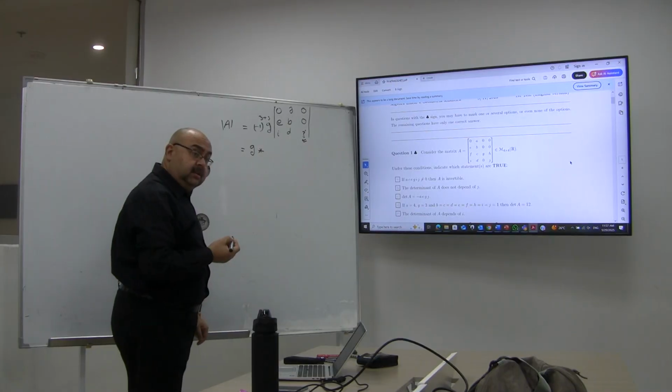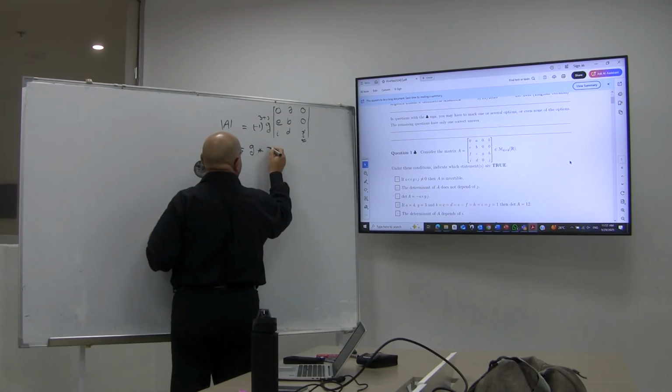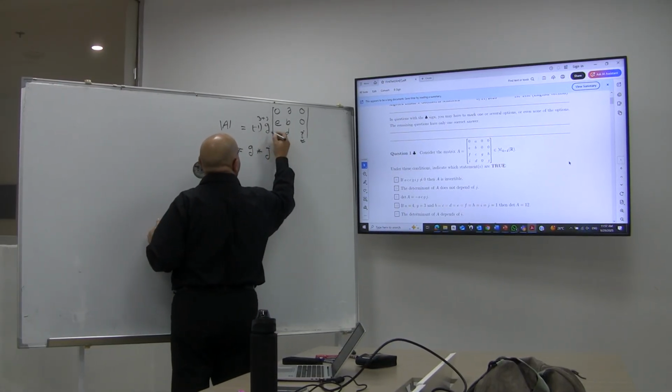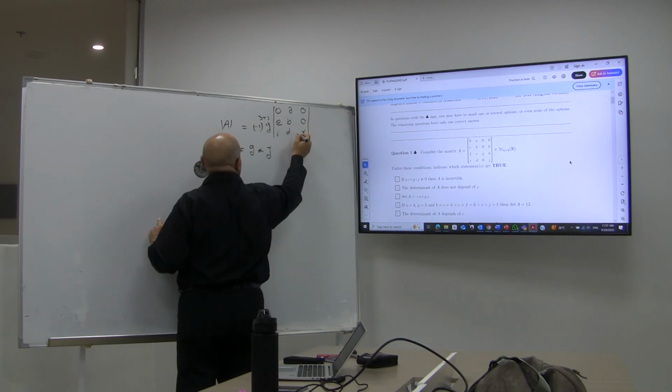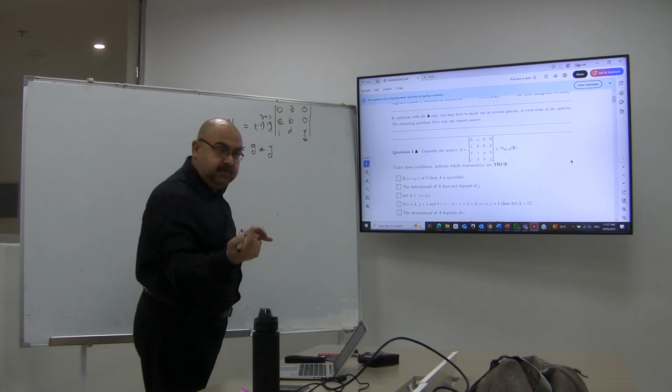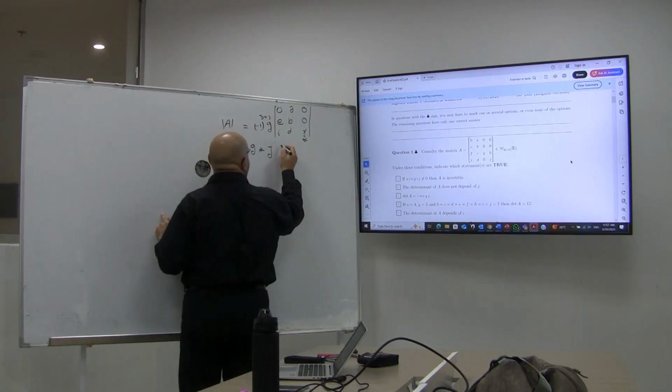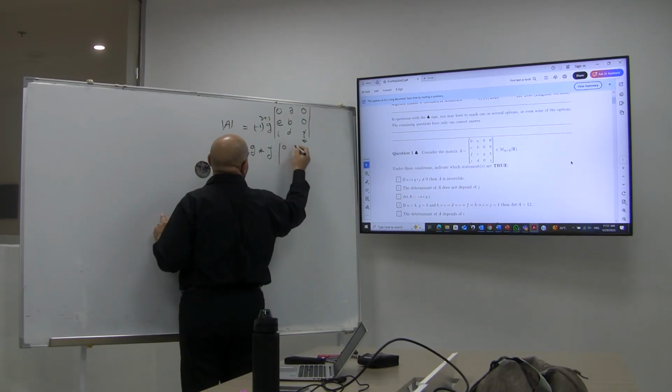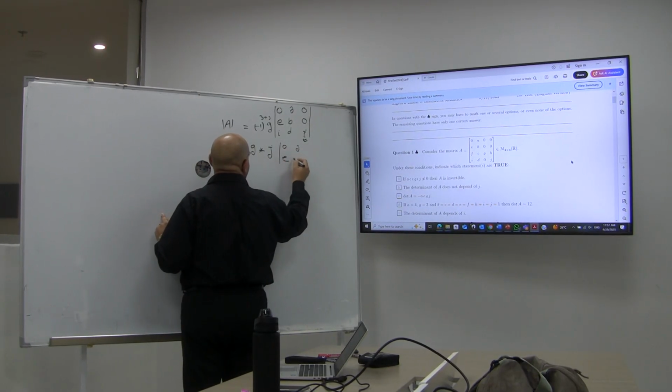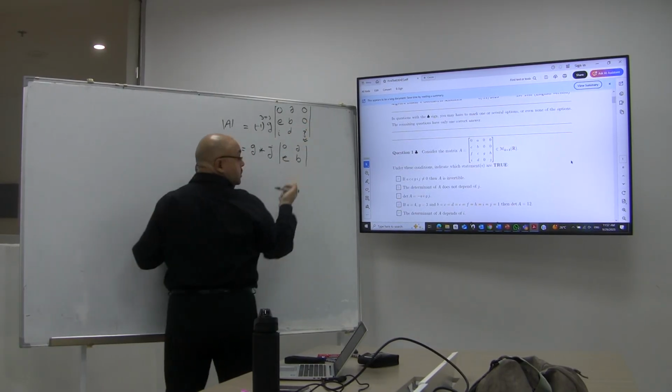So I will write the variable, which is J, and then I will eliminate the row and column. Of course, the sign rule here is positive. So the remaining will be 0, A, E, and B. Am I right? Eliminating these two rows.